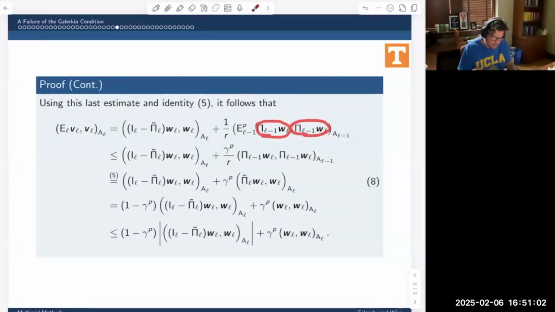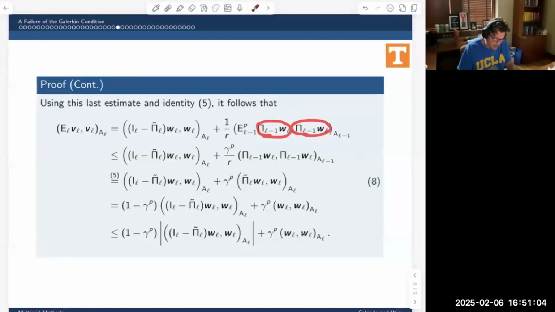That's playing the role of our VL minus 1 at this point. So we can replace or put the P on a gamma P over R, and get rid of that error term. Okay, now we're going to apply our identity 5. So this term doesn't change. This stays the same. So what was identity 5?